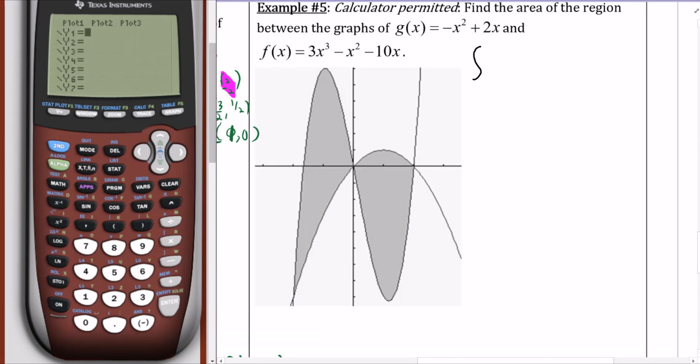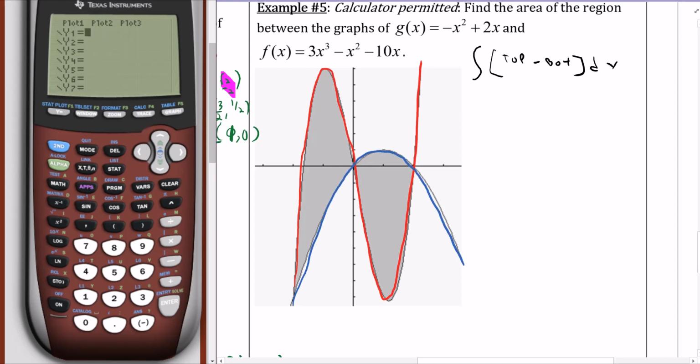So we want to do the integral of, I'm just going to go ahead and write it out, top minus bottom. And something to notice here, let me put some color on these, right? This is one function, this red outlined one is one function, and this blue one is another function. And I want you to notice the red one's not always on top, right? It's on top at first, but then it goes on bottom after 0, and then the blue one's on top at that point.